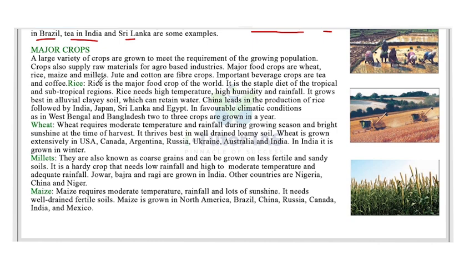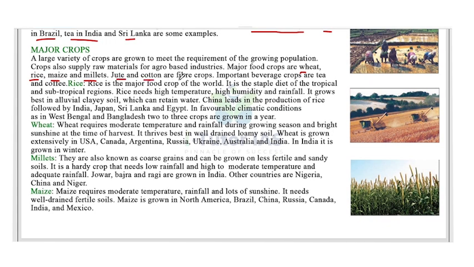A large variety of crops are grown to meet the requirement of the growing population. Crops also supply raw materials for agro-based industries. Major food crops are wheat, rice, maize and millets. So these are the major food crops: rice, wheat, maize and millets.